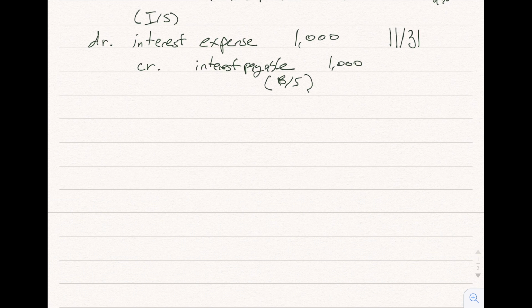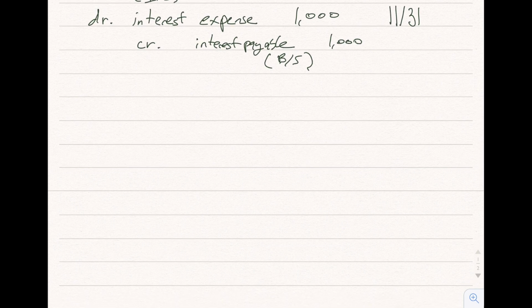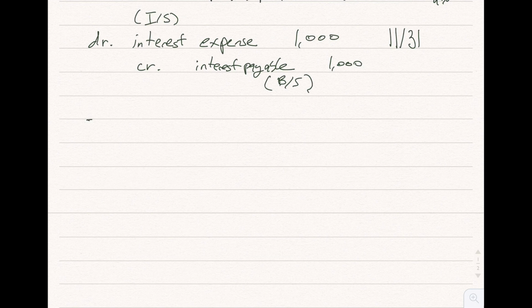You increase an expense account, and you increase the payable, which is a summary account, kind of like accumulated depreciation was with depreciation expense. So this represents 1 month of interest. Let's look at T accounts because I think this should be helpful.